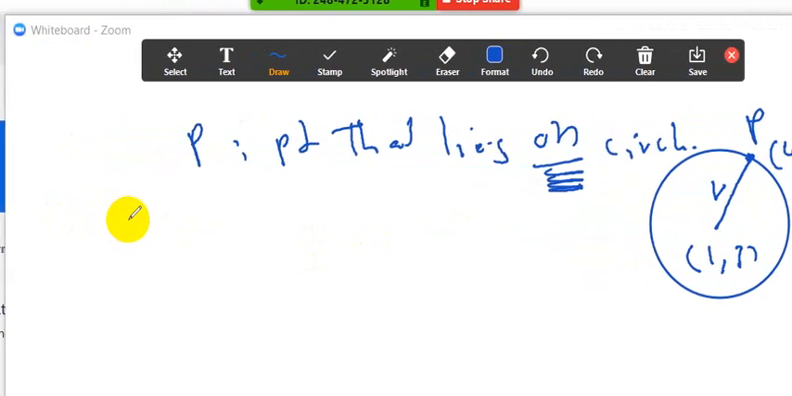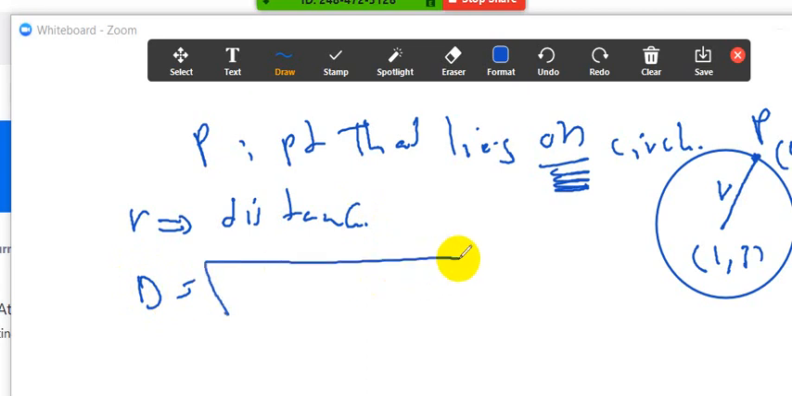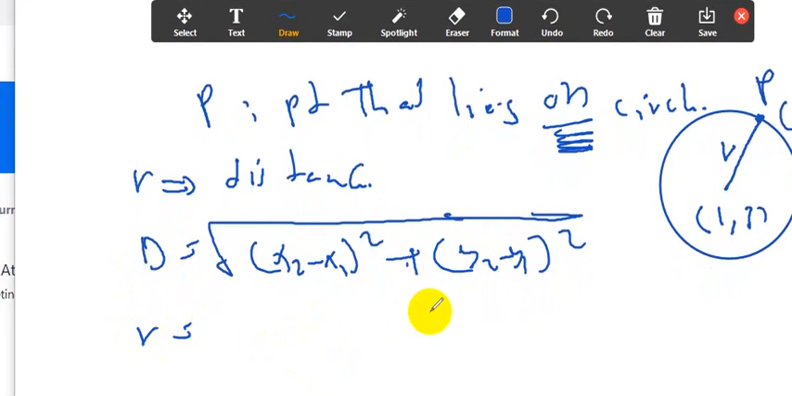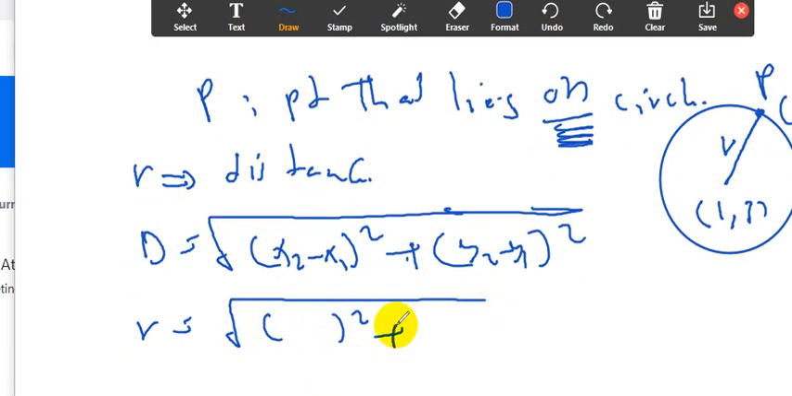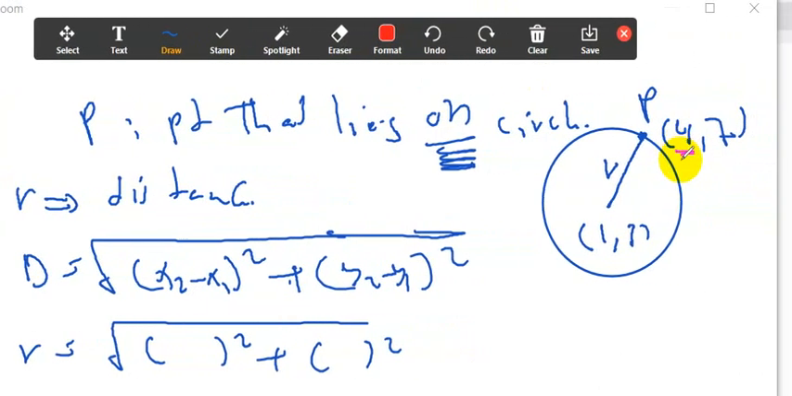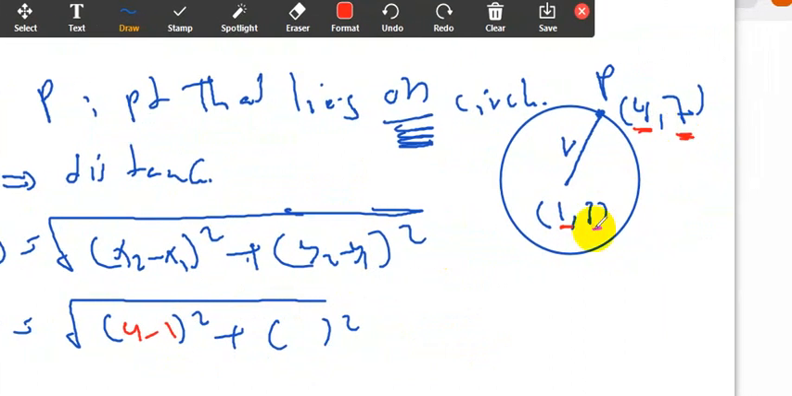Don't forget that the radius is a distance, it is a length. So I need to use the distance rule. What is the distance rule? Distance equals the radical of (x2 minus x1) squared plus (y2 minus y1) squared. Don't forget to make the radical long. So I get the radius by the distance rule, radical of (x minus x) squared plus (y minus y) squared. Where is x? This is x, so 4 minus 1 squared, and this is y, 7 minus 3 squared.